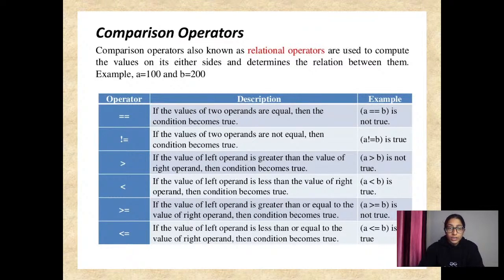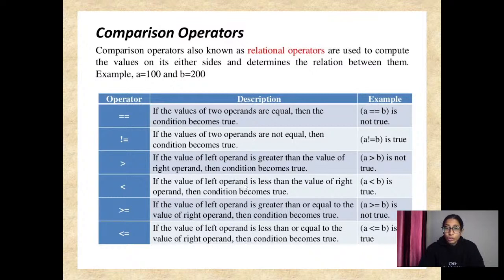So there are 6 types of operators in the comparison operators: double equals to, not equal to, greater than, less than, greater than or equal to, and less than or equal to. The condition becomes true if, with double equals, the two operands are equal. The second one: if the values of the two operands are not equal, then the condition becomes true.